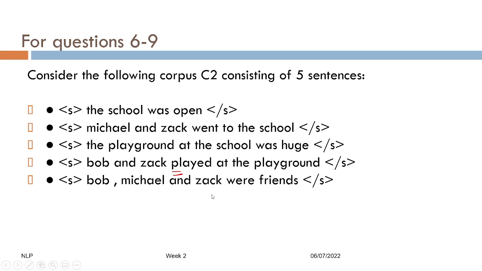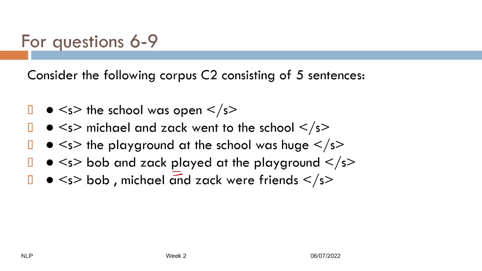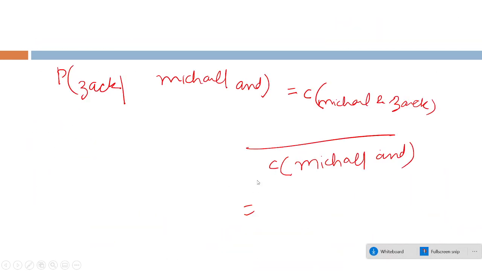Any answers? Two times. Yes. And how many times is Michael and occurring? Please see this corpus, Michael and in a sequence. Again 2 times, once here and once here. Right? So now what will be the probability here? 2 by 2.